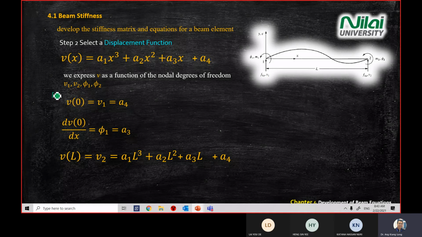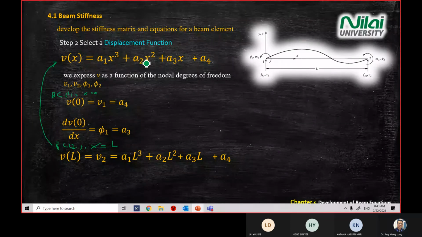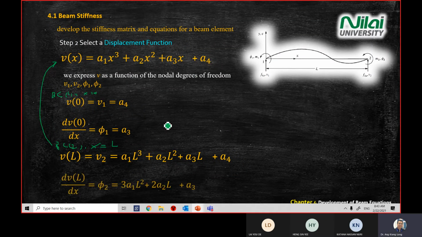And then you put in the second boundary condition, where x equals L. You put L inside here. You have a1L cubed plus a2L squared plus a3L plus a4. Then you do the same process: you differentiate this equation with x. You can rewrite it, I mean you differentiate this general equation with x, you take dv over dx, and do your mathematics.